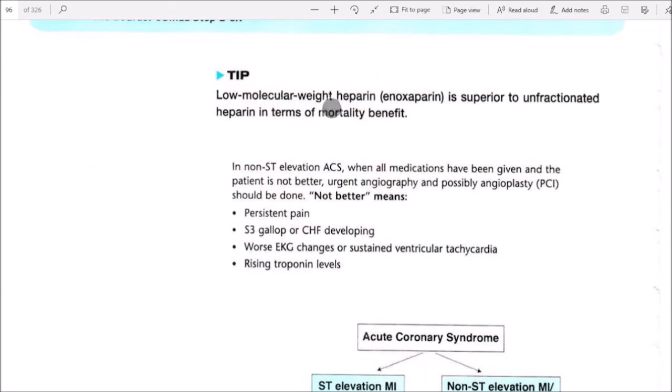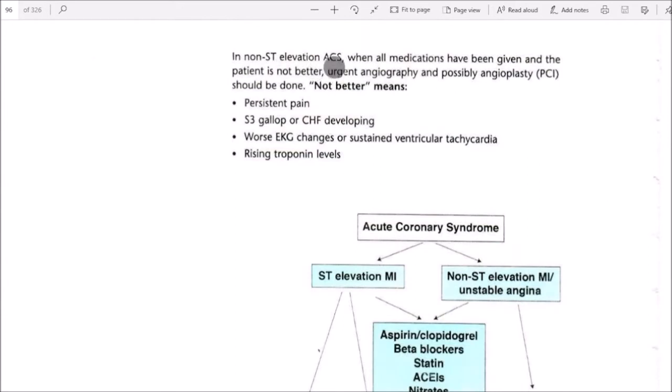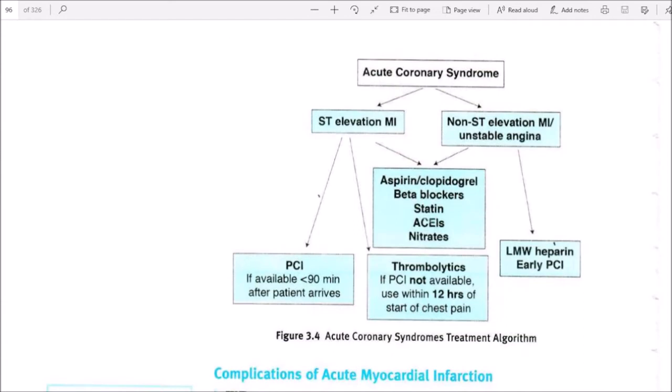Tip: low molecular weight heparin enoxaparin is superior to unfractionated heparin in terms of mortality benefit. In non-ST elevation MI acute coronary syndrome, if all medications have been given and the patient is not better, urgent angiography and possible angioplasty PCI should be done. Not better means persistent pain, ST changes or CHF developing, worse EKG changes or sustained ventricular tachycardia, and rising troponin levels.